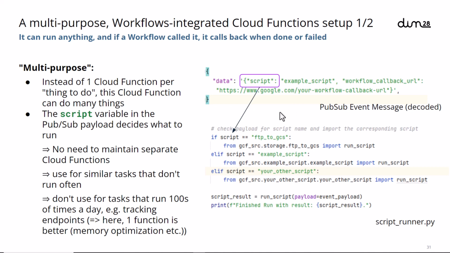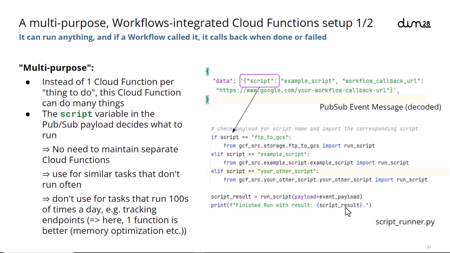So if a message is published in a certain Pub/Sub topic, then the Cloud Function can get started based on whatever that message is in that topic. And in that message, we can provide a payload or event message. In this payload, we can provide a so-called script property, a script variable. This time we call it example script. But this script property is key, because whatever is in there defines what the Cloud Function will run.